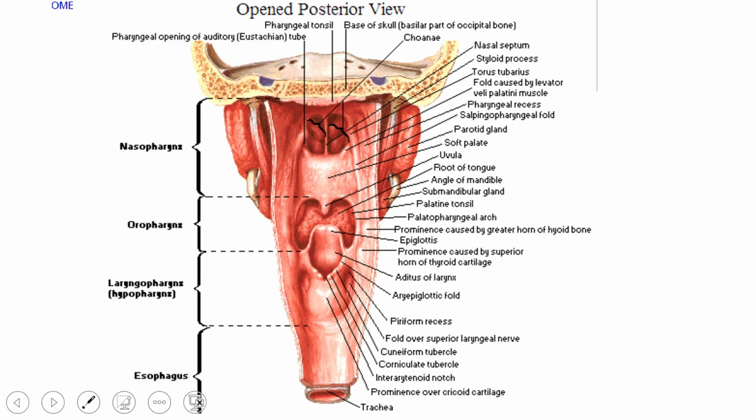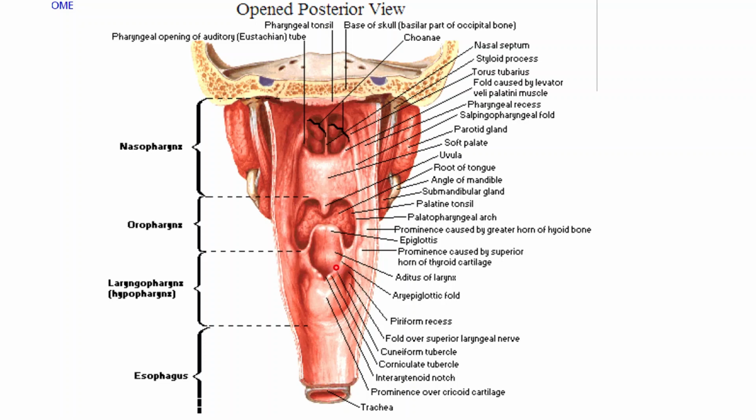This is the atlas picture showing the interior of the larynx, which is seen to extend from the laryngeal inlet above, directed downwards till it reaches the lower border of the cricoid cartilage. So this is the extent of the larynx, from the inlet of the larynx tracing straight down to the lower border of the cricoid cartilage. The cavity of the larynx is divided into three parts.